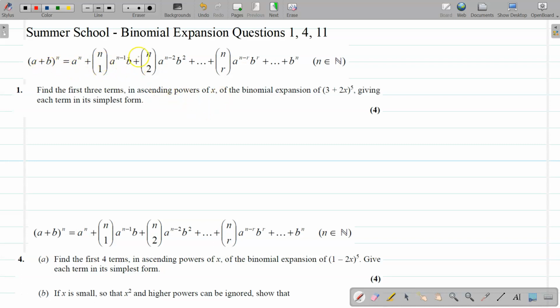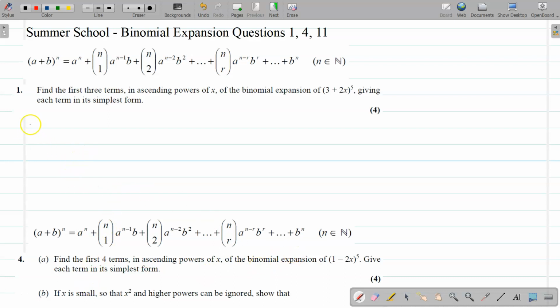So this is the general formula for the binomial expansion provided in the formula booklet. And we're going to apply it to the expansion of (3 + 2x)^5, and we're looking for the first three terms. Okay, so we're going to start by recognizing that a is 3, b is 2x, and n is 5.